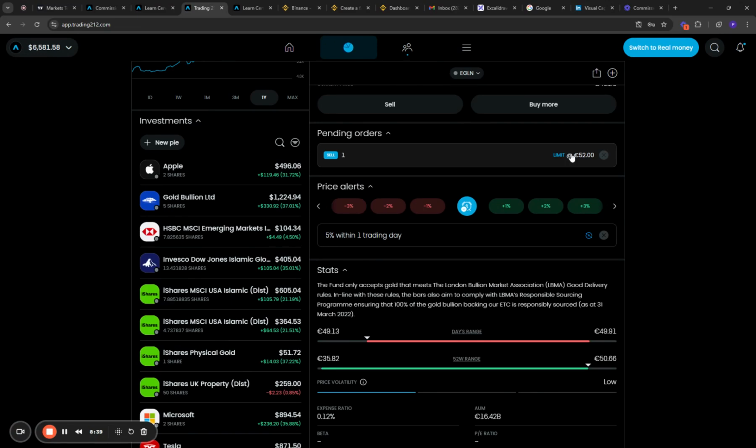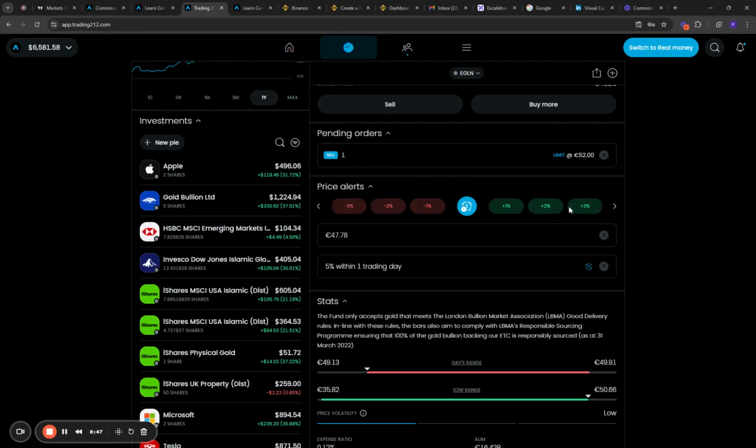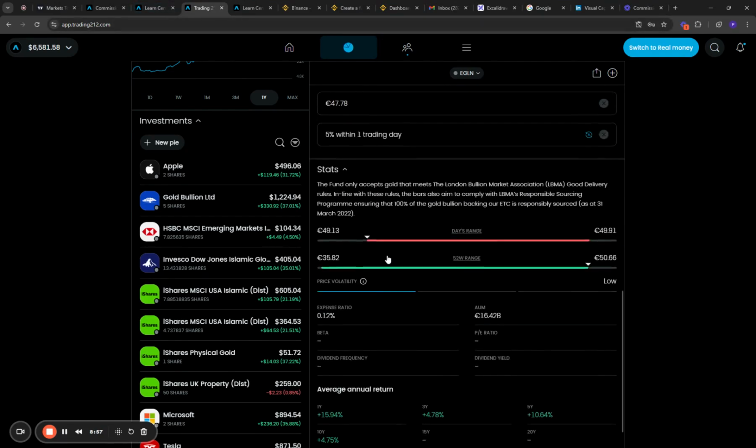Sell order. It will stay open here. You can also get price alerts whenever it goes down 3% or 1%, or increases. You will get notified via the app. If notifications are also enabled on your browser, you will get notifications there as well. What else?